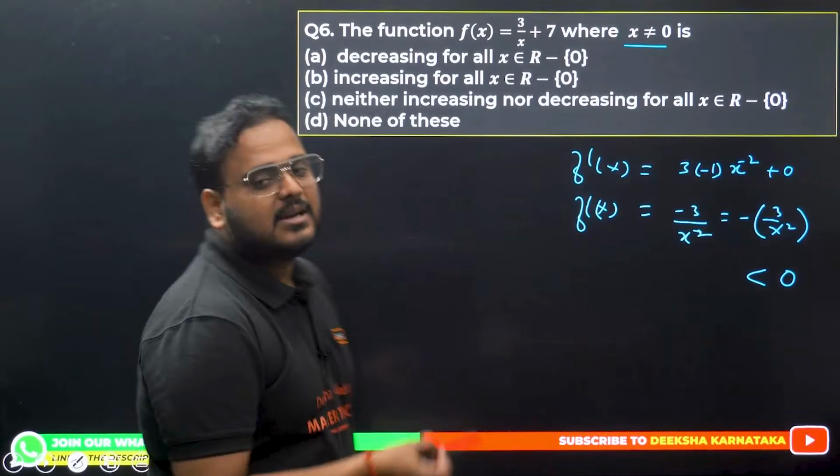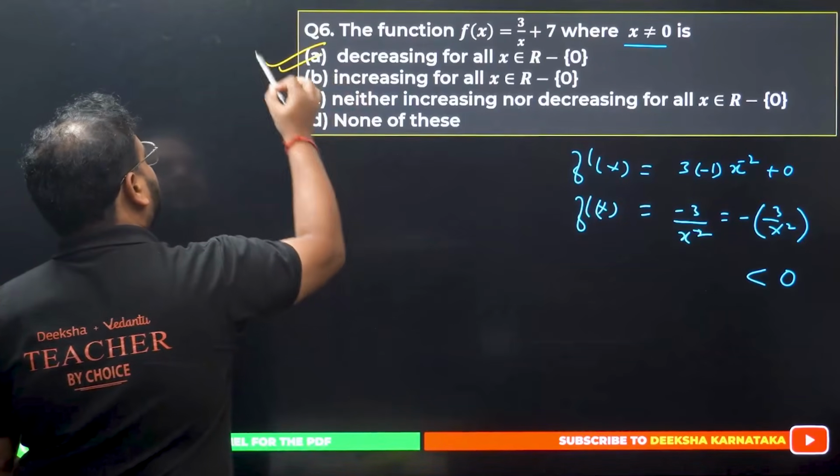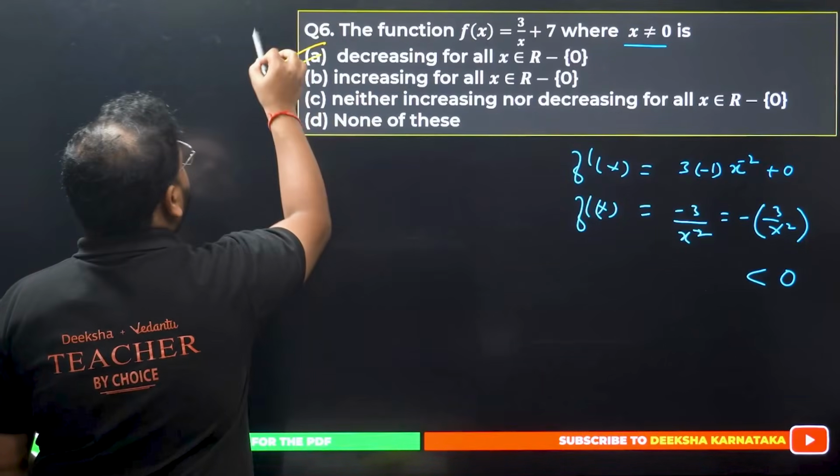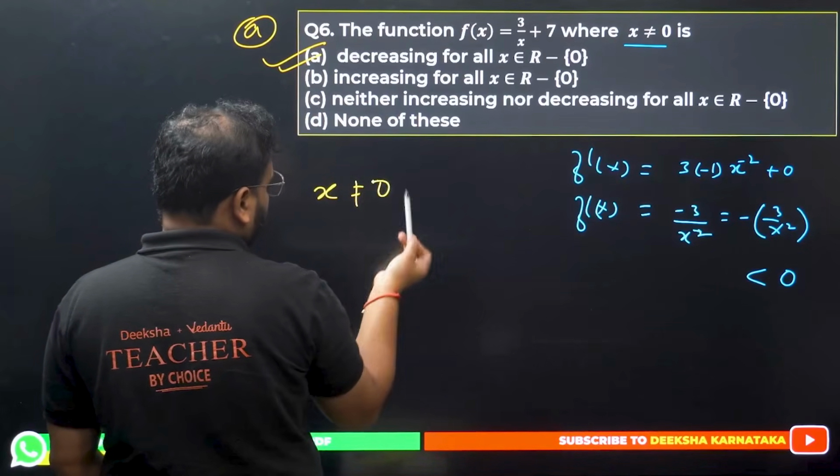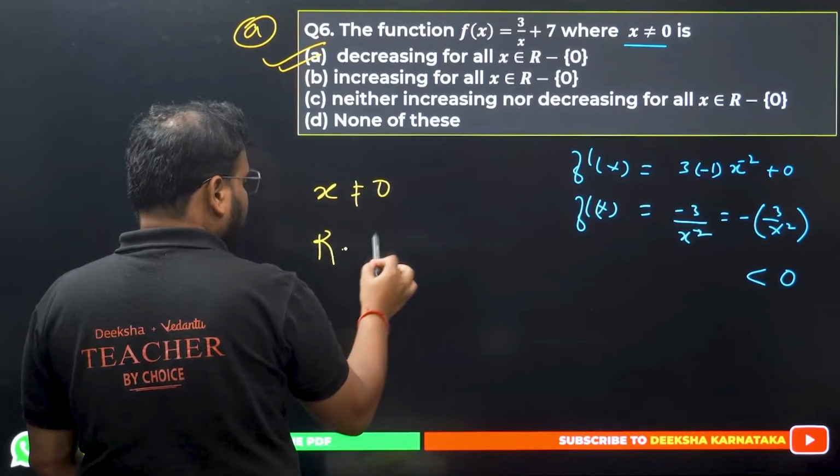I get the answer as decreasing for all R minus 0. Why like this, sir? Because your domain is saying that x is not equal to 0, right? You've got to say all real numbers except for 0.